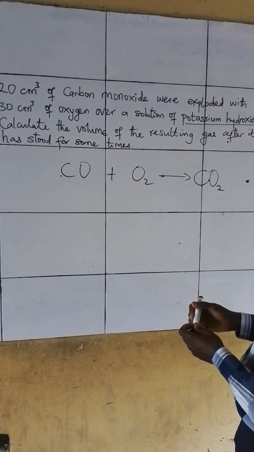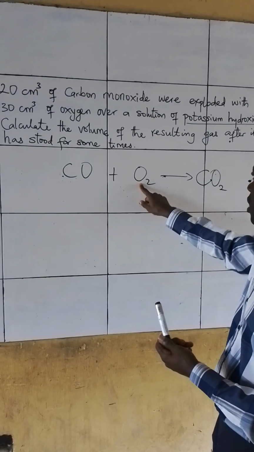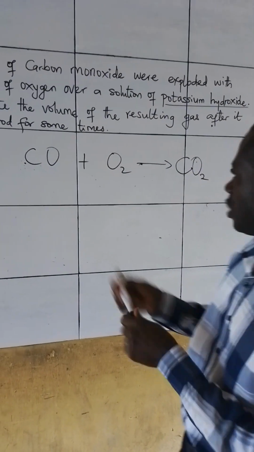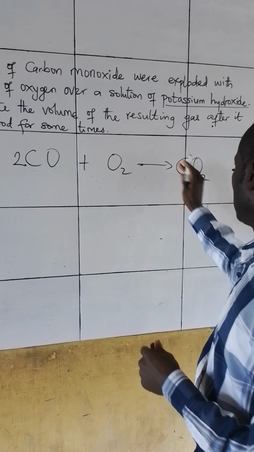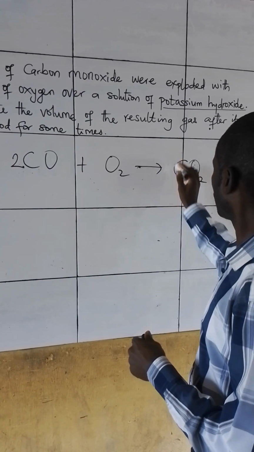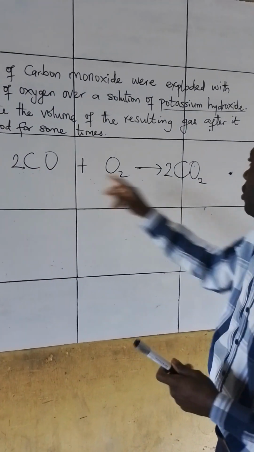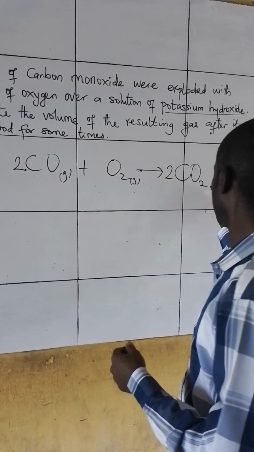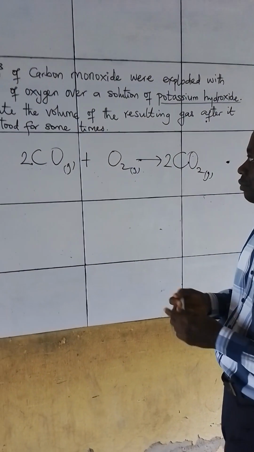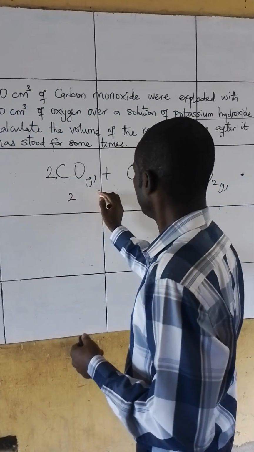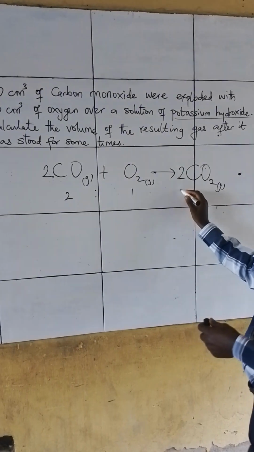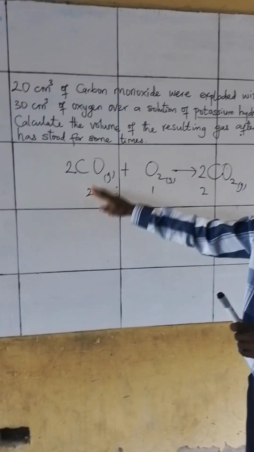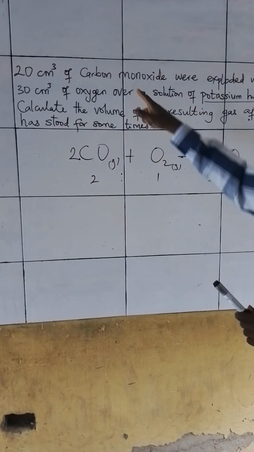Now balance the equation. Here we have 2 volumes of oxygen, and now we're having 3, so you balance the equation. If you put 2 here, then you have to put 2 here, so that we have 2 carbon. Mind you, these are gases. Are we together? Now this is ratio 2 to 1, and it gives you 2 here. These are the things you must know: 2 volumes of carbon monoxide to 1 volume of oxygen. Now go to the question.